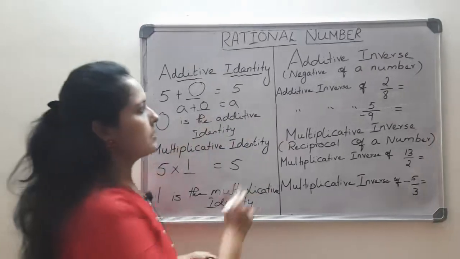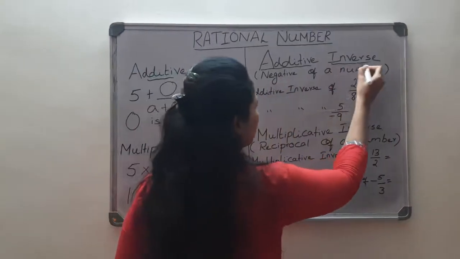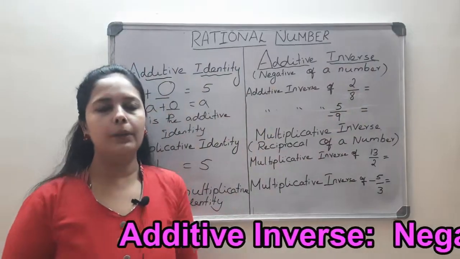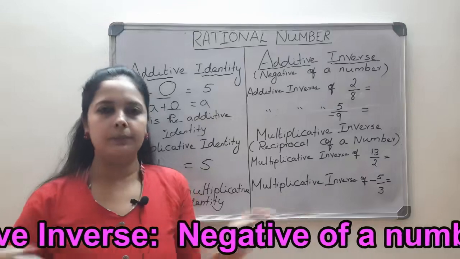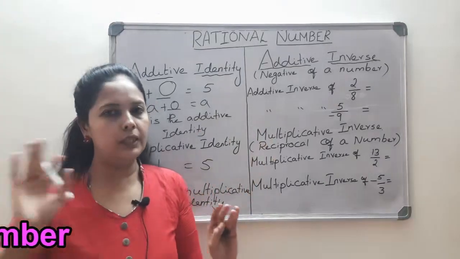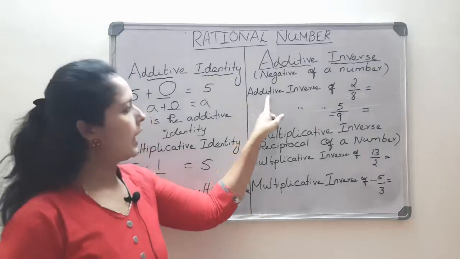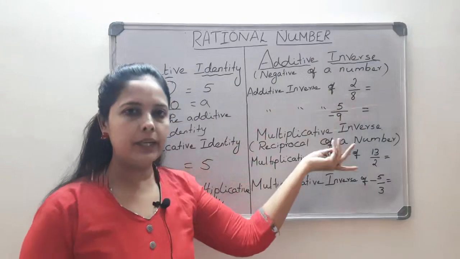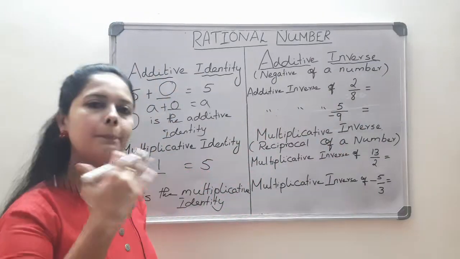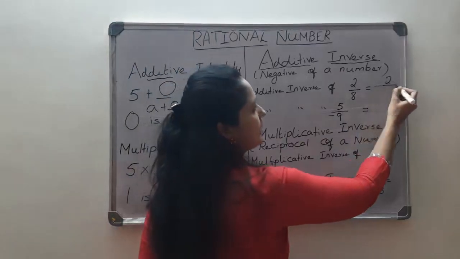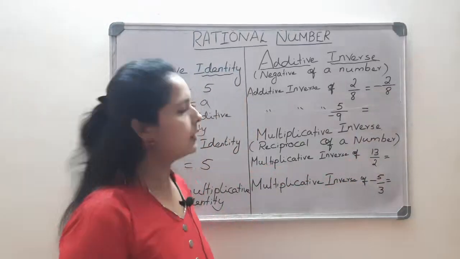Come for additive inverse. What is additive inverse? Negative of a number. To make it even more simple, just change the sign of the number. That's it. Look at the first sum. Additive inverse of 2 by 8. This is plus, right? If nothing is prescribed, it is plus 2 by 8, a positive rational number. So, additive inverse means minus 2 by 8. That's it.